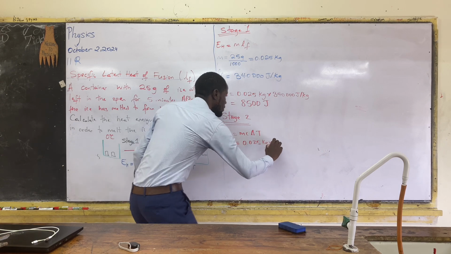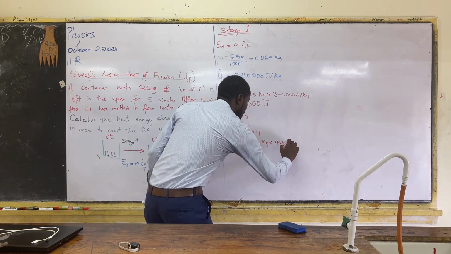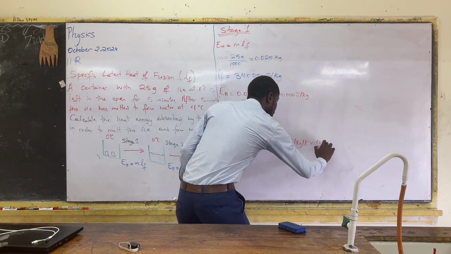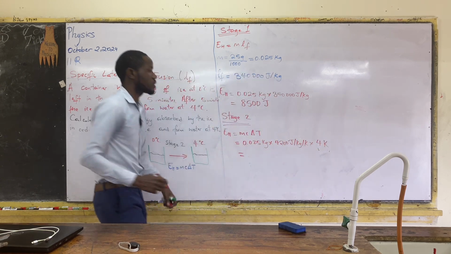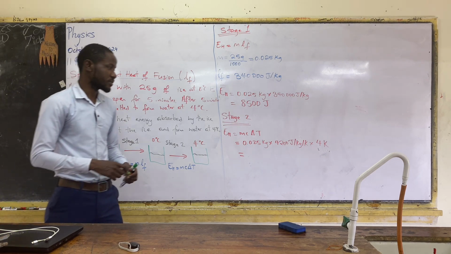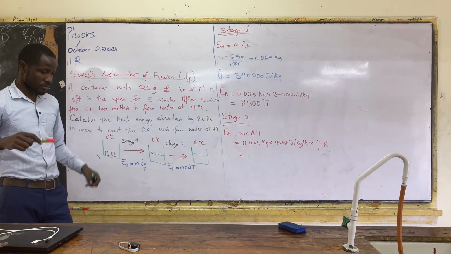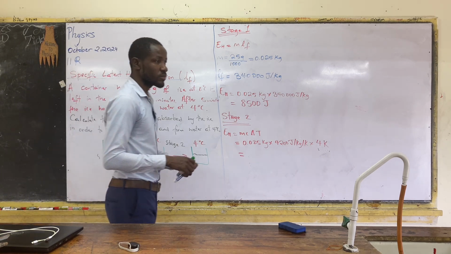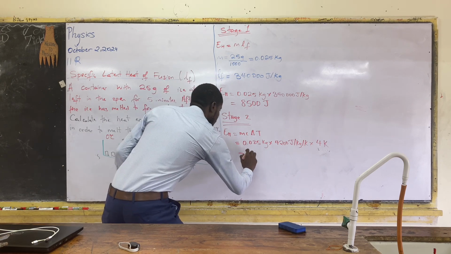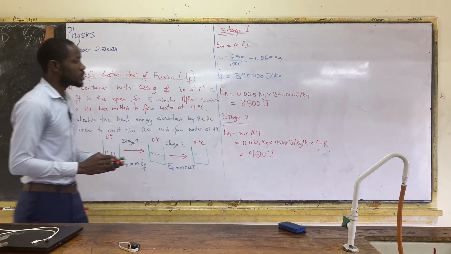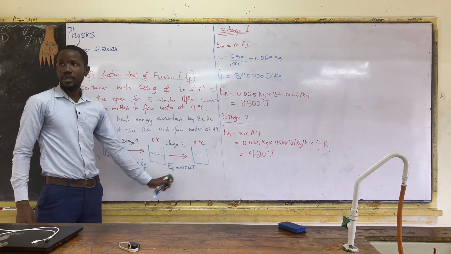So that's 0.025 kilograms times 4,200. Remember this one, the specific heat capacity for water, per Kelvin, times 4 Kelvin. What's that now? 4 times 4,200 times 0.025 gives 420. So this is 420 joules, right? So it needs 420 joules to go from here to here.